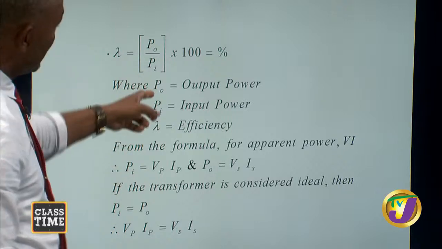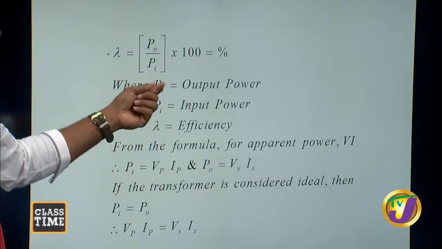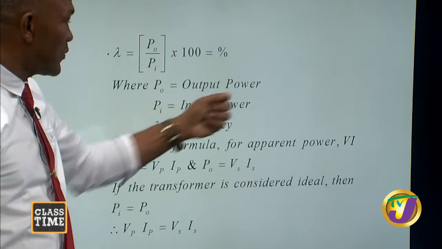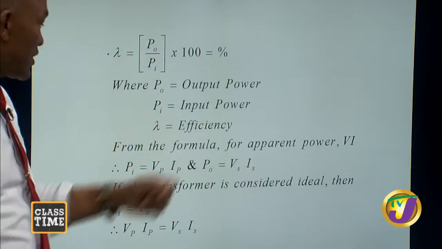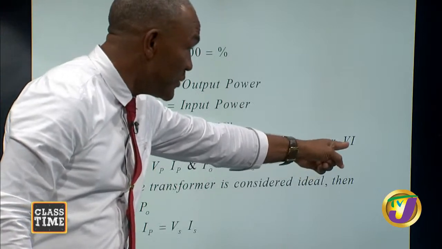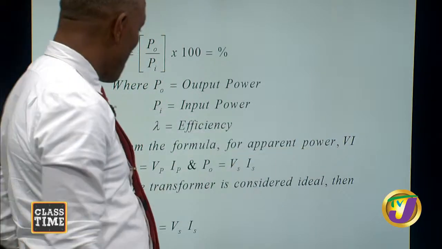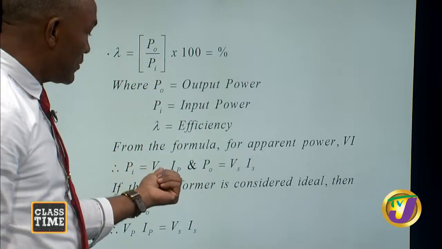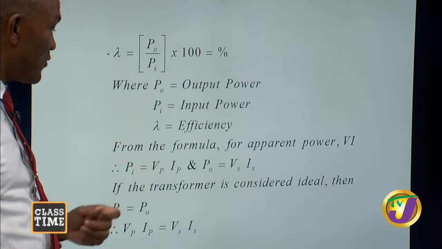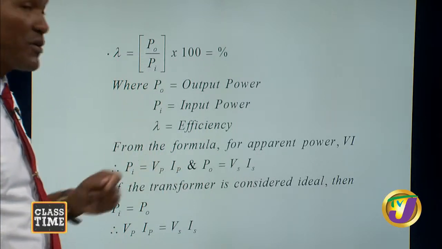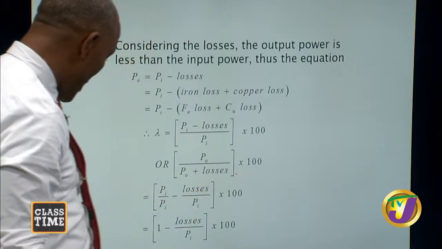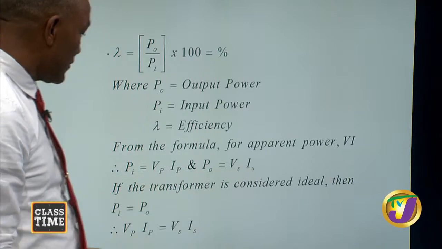What's the meaning of these? PO. What is PO? Output power, or you say power out. What is PI? Input power, or you say power in. And this is efficiency. From the formula for apparent power, VI, which means V multiplied by I, power in would be primary voltage, of course, not secondary, not just any voltage, but your primary voltage multiplied by your primary current, and your power out would be your secondary voltage multiplied by your secondary current.